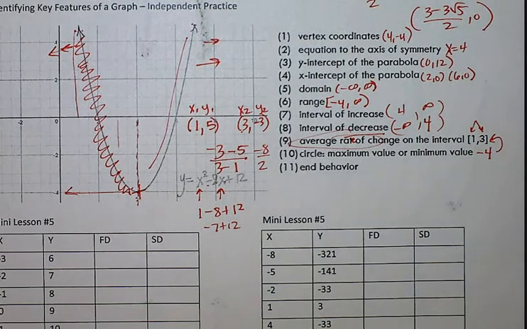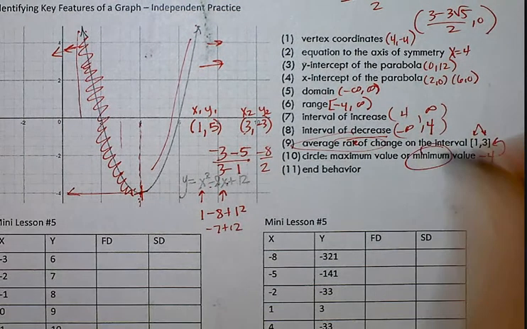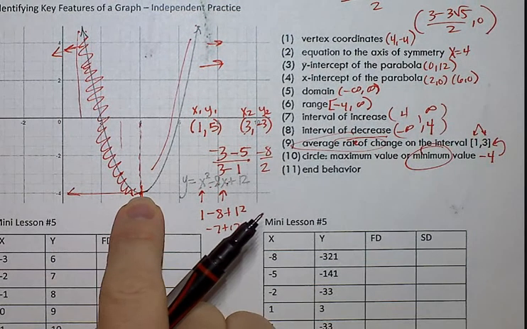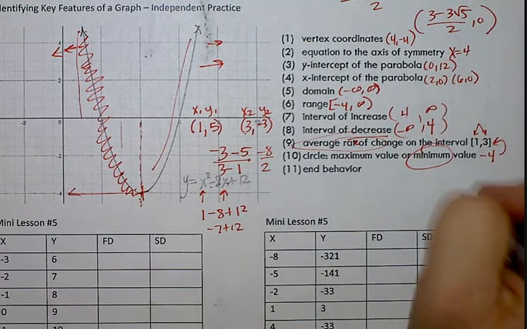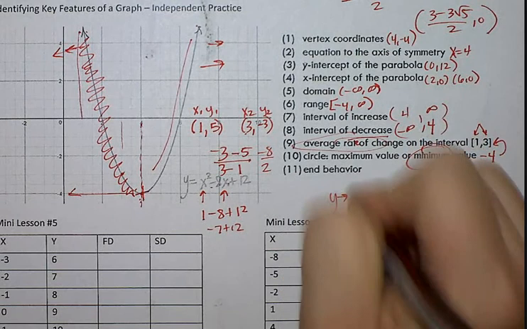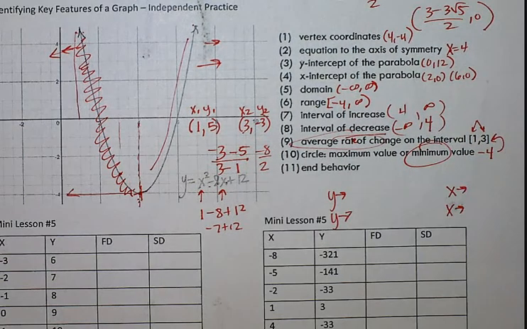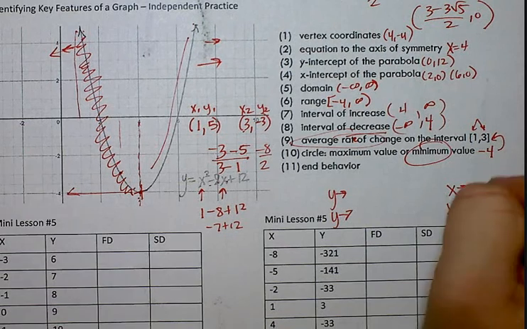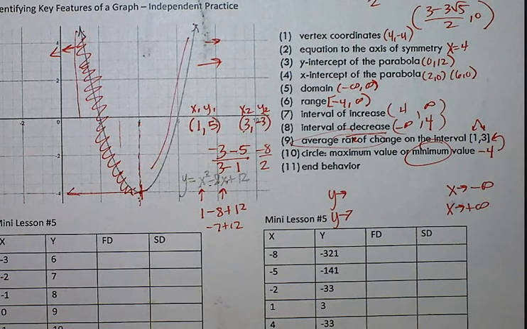This particular parabola has a minimum value. This vertex is the minimum value of the graph. And the end behavior: when I looked at your homework, it appeared a lot of you did not know how to correctly fill this out. Whether you use f of x or y, it's up to you. We always start in this form, and now we analyze it.